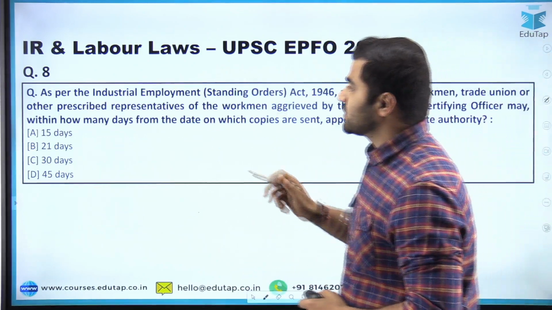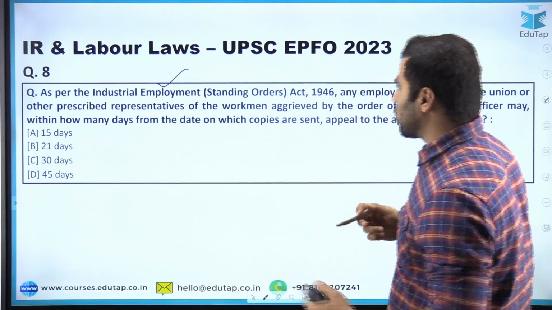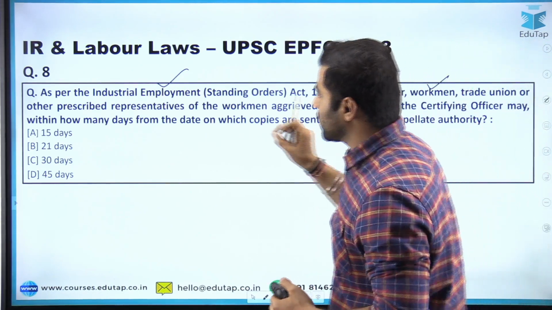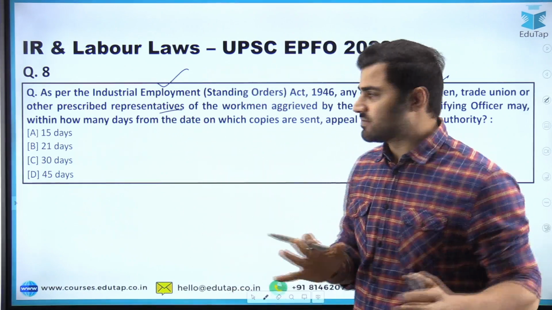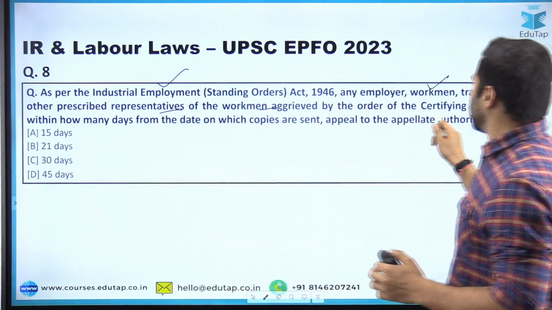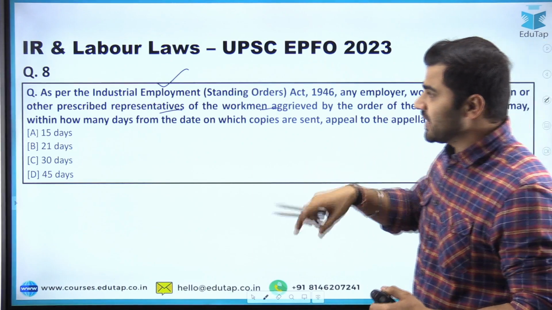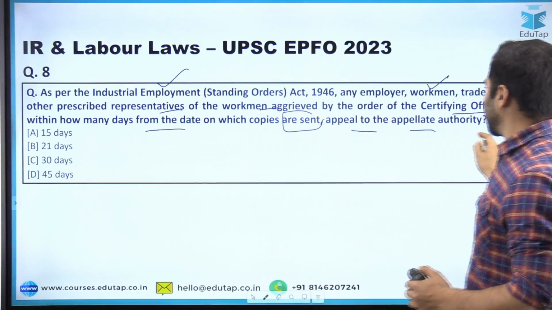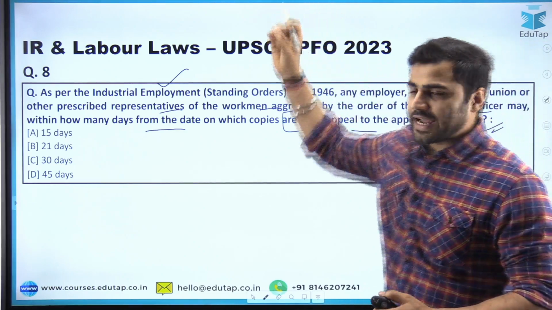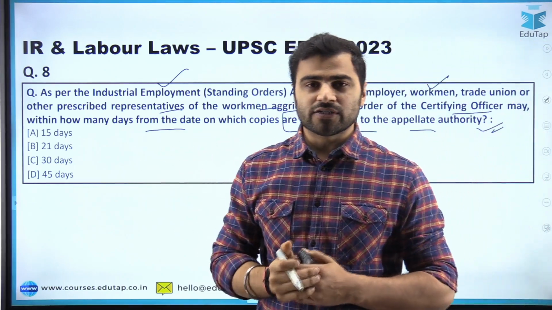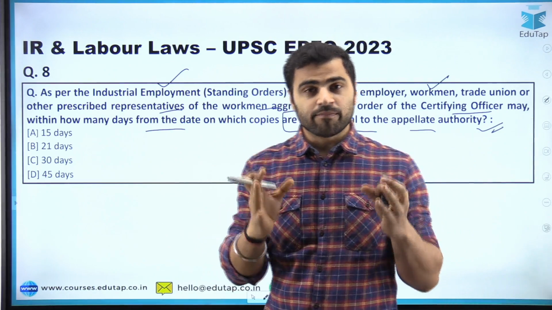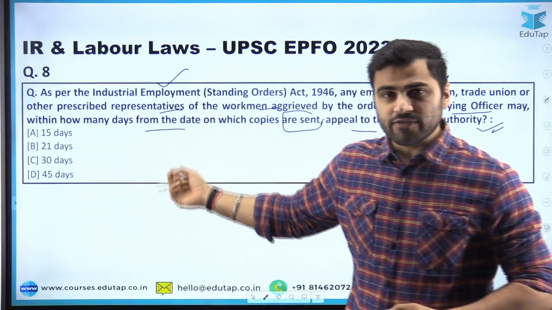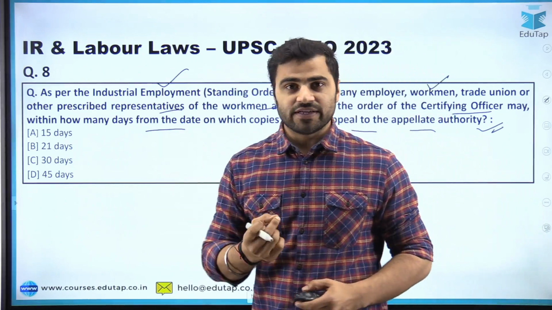Question number 8 is, as per the Industrial Employment Standing Orders Act 1946, any employer, workman, trade union, or other prescribed representatives of the workmen aggrieved by the order of the certifying officer may, within how many days from the date on which copies are sent, appeal to the appellate authority. These kind of timeline based questions are very, very important, right? So you have to have an idea about the important timelines given in the legislation. Your options are 15 days, 21 days, 30 days, or 45 days.